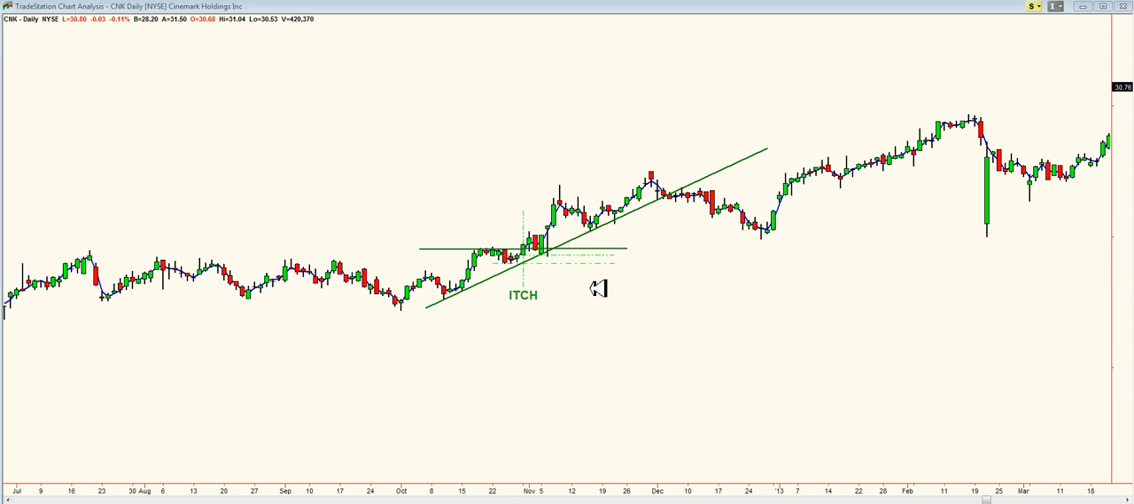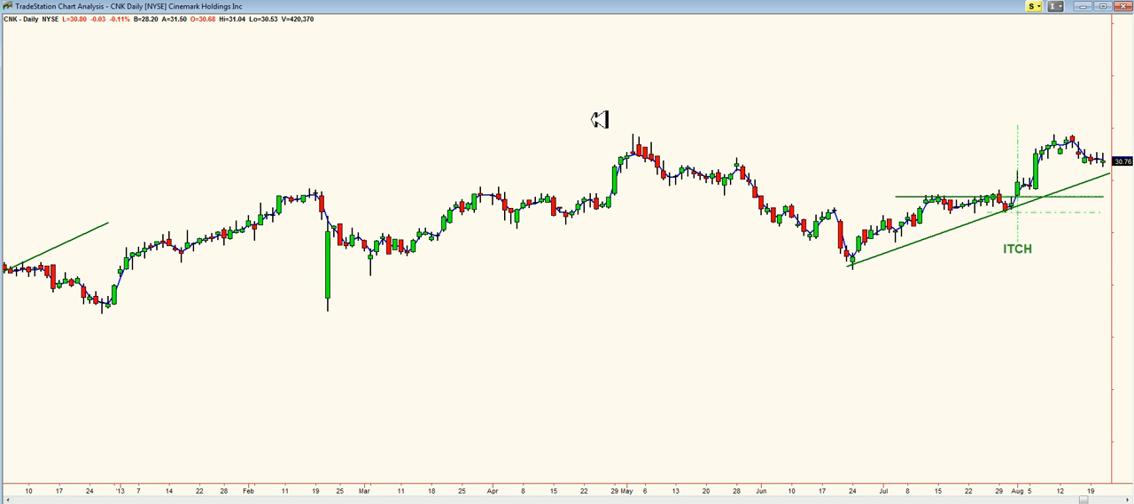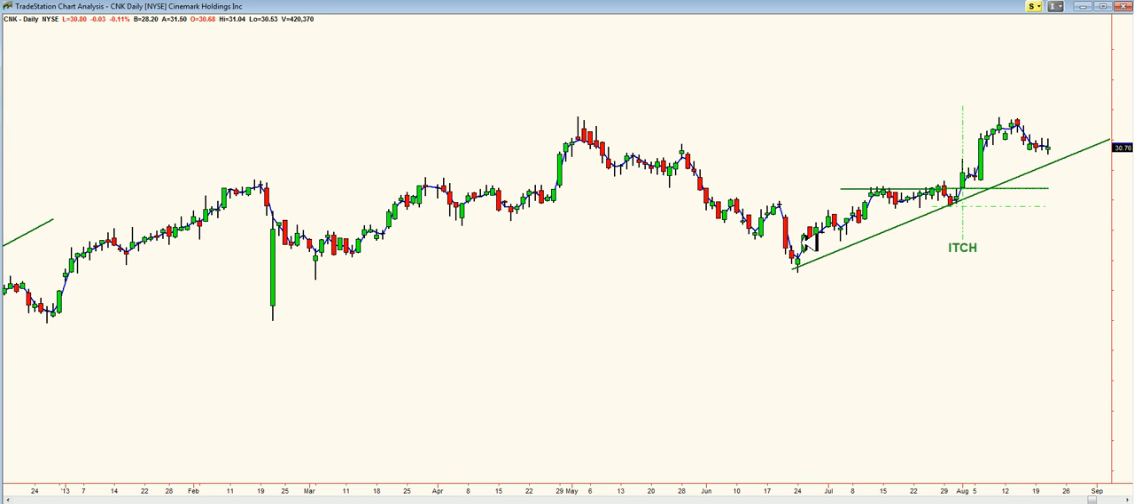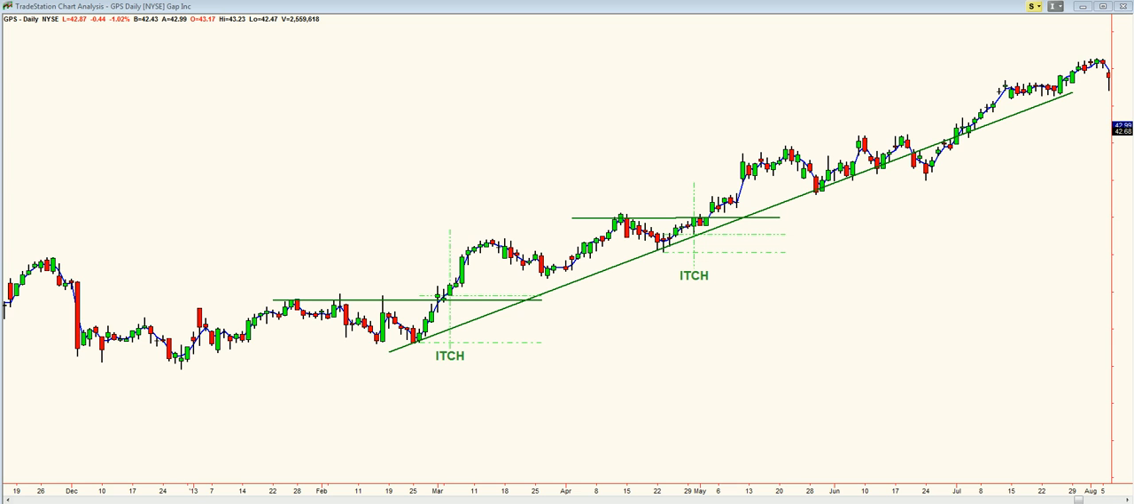This is CNK. CNK from the end of 2012 had a nice pullback after a long consolidation and broke out, gave us an itch. And then if we look forward here to August of 2013, you can see we had another push higher, consolidated, pulled back nicely to the trend line, and then broke higher for CNK. Let's take a look at another bullish one.